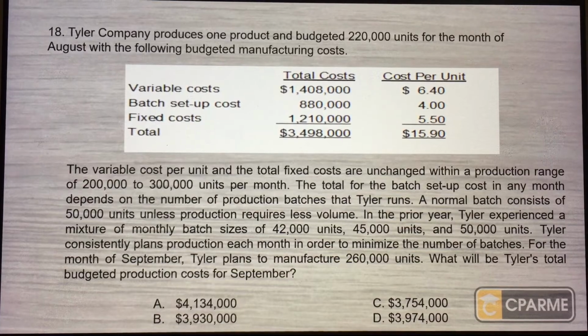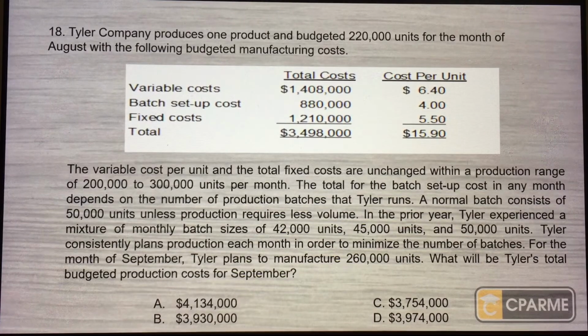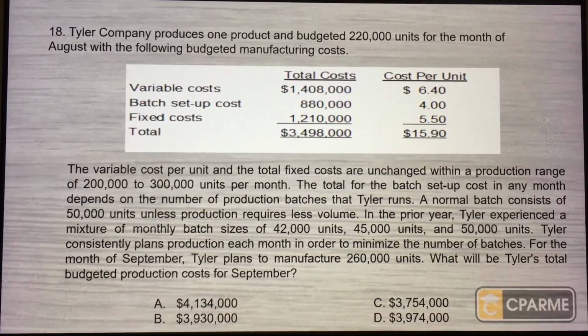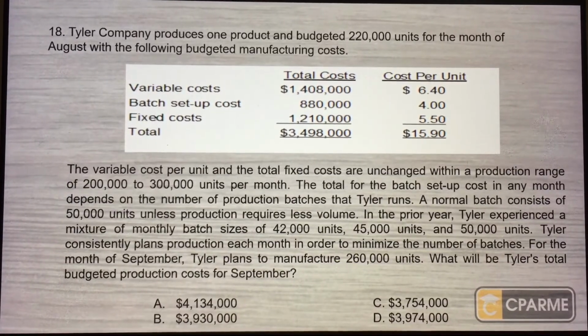The total for the batch setup cost in any month depends on the number of production batches that Tyler runs. A normal batch consists of 50,000 units unless production requires less volume. In the prior year, Tyler experienced mixed monthly batch sizes of 42, 45, and 50,000.